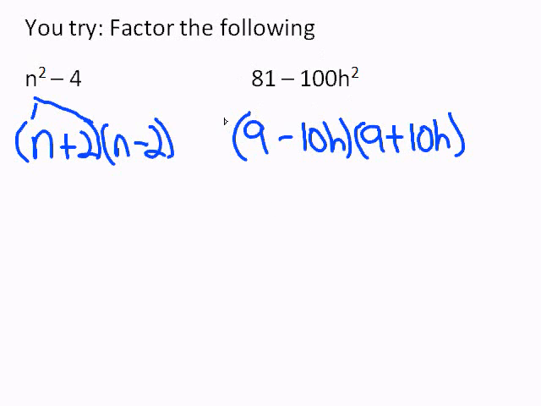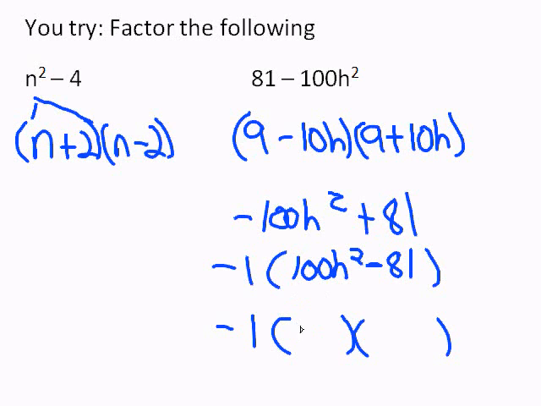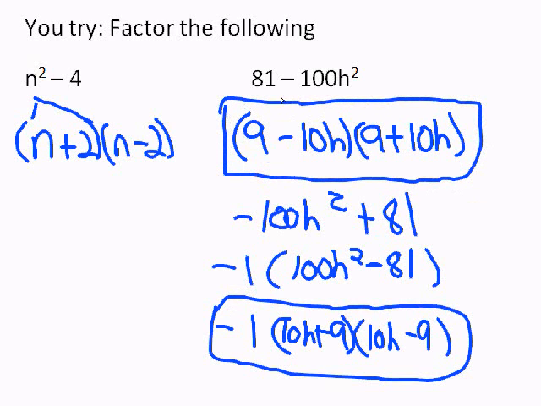We can change the order of 81 minus 100h squared to make it negative 100h squared plus 81. And then we can factor a negative 1 out of that term, giving us negative 1 times 100h squared minus 81. Then we can go ahead and factor it further by factoring the 100h squared into 10h and 10h, and the negative 81 into plus 9 and minus 9. Either one of those answers is acceptable to me.